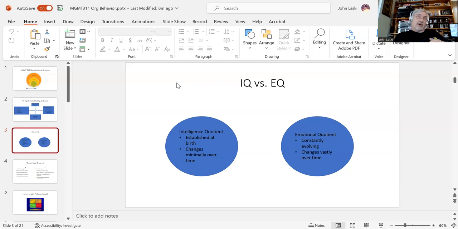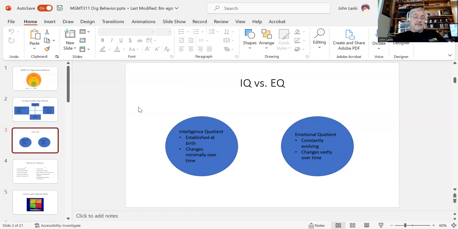different discussion. But IQ, kind of established at birth, according to many experts, and it changes minimally over time, versus EQ, emotional quotient, which is constantly evolving through all kinds of influences, the environment, our education, people we come in contact with. So this changes vastly over time. And again, what we do to the individual or what we experience as individuals is reflected in the organization.